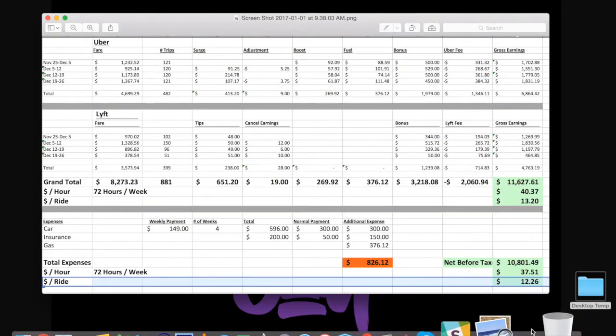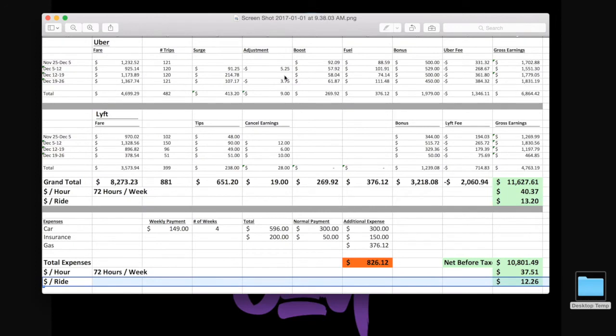Okay, so let's look at the numbers. Okay, so this is Uber, okay, and this is Lyft. And what I've done is I've put all the information down here. So this is the fare. These are the gross fares that the customer was charged. This is the number of trips. So you can see in total I did 881 trips. This is how much I made in surge. This is how much I made.